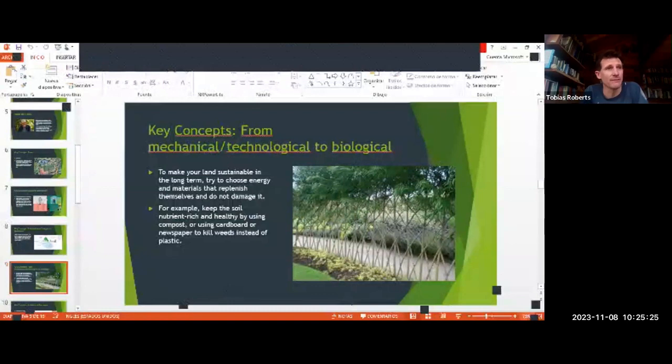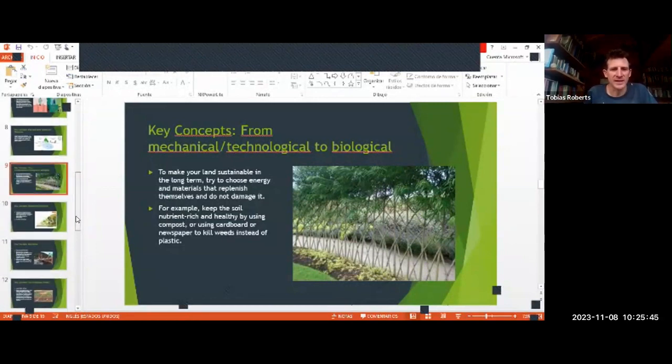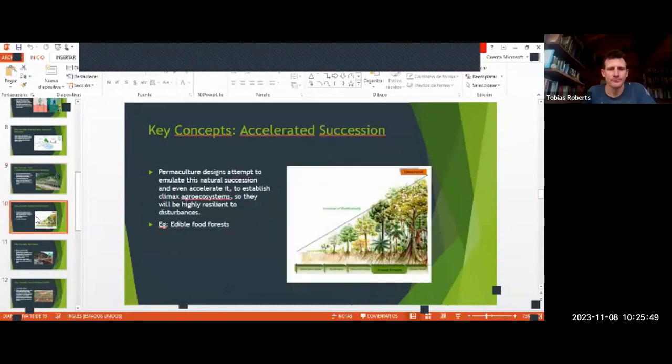Another example of that is fencing. A lot of people, when they think about fencing, the first thing they do is buy some metal posts and some barbed wire or chain link fence, and that might be necessary in the interim. But the idea is, how can we move to more biological solutions? So, living fences. You can create living fences, for example, like we see in this picture here. Again, the idea is always to move from technological or mechanical solutions to biological solutions.